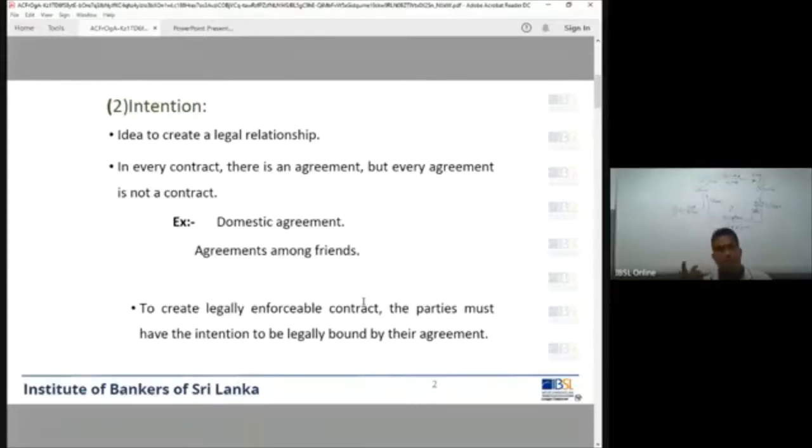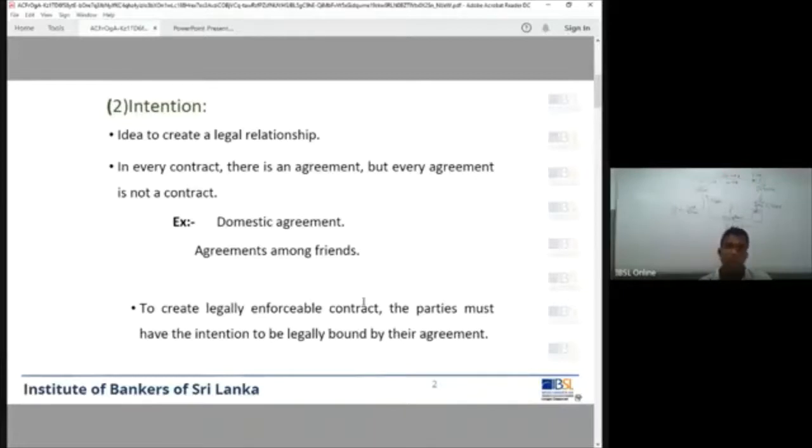Now, if I give an example before that, in every contract there is an agreement, but every agreement is not a contract. For example, domestic agreements and agreements among friends. Now, when we say a contract, we have an agreement.